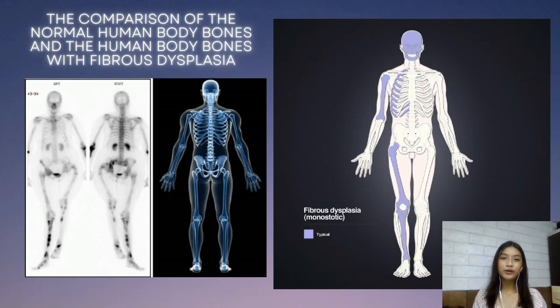Moving on to the comparison of the normal human body bones and the human body bones with fibrous dysplasia. Let us look at these pictures. This X-ray on the left is the one with fibrous dysplasia and the right photo is the normal one. And the other picture is the distribution of monostotic fibrous dysplasia.